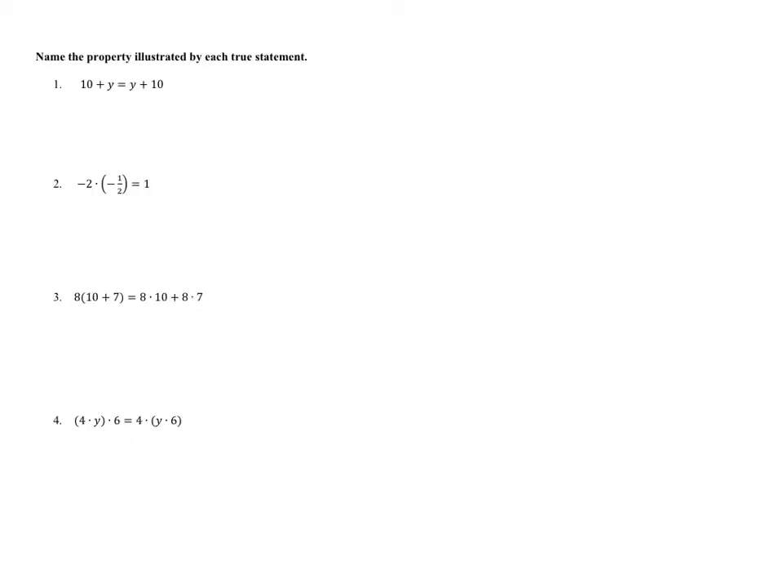Now let's look at several examples. We need to name the property that's illustrated. So first, 10 plus y equals y plus 10. Well, I can see that this is talking about addition, so I definitely know that it's an additive property. And all we're doing in this example is switching the order, commuting the elements, so this must be the commutative property of addition.